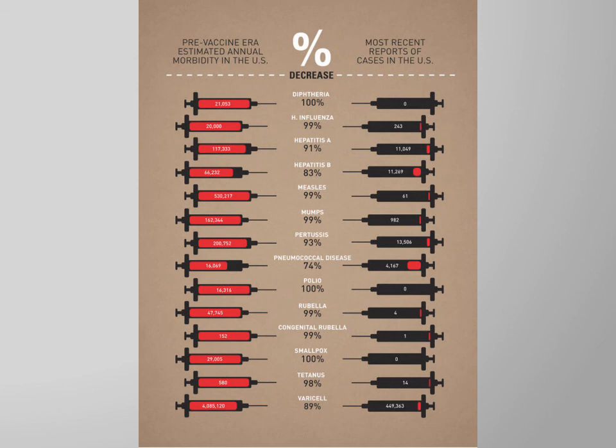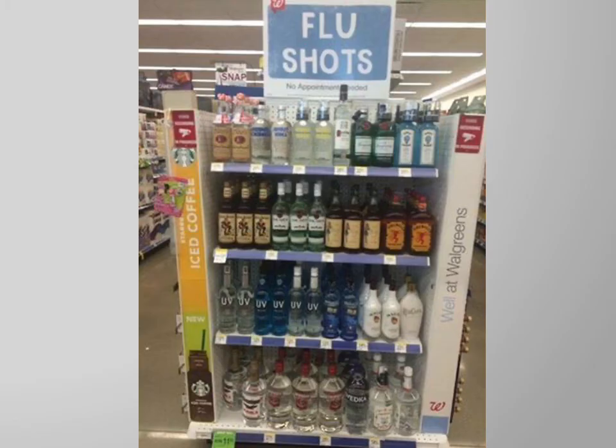Just showing here pre-vaccine morbidity, recent reports. Look at this. And seriously, on the right-hand side, you see how many people are dying now that we have vaccines? Basically none. How many people died before vaccines? Tons. Tons of people died before vaccines. And really, on the right-hand side, a lot of those things would be down to zero, except you've got these nutcases out there who don't want to get vaccinated. There you go. There's your flu shots right there.